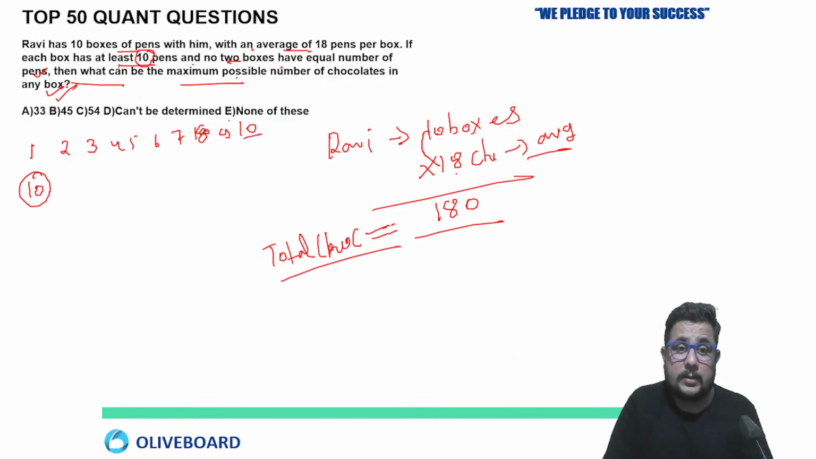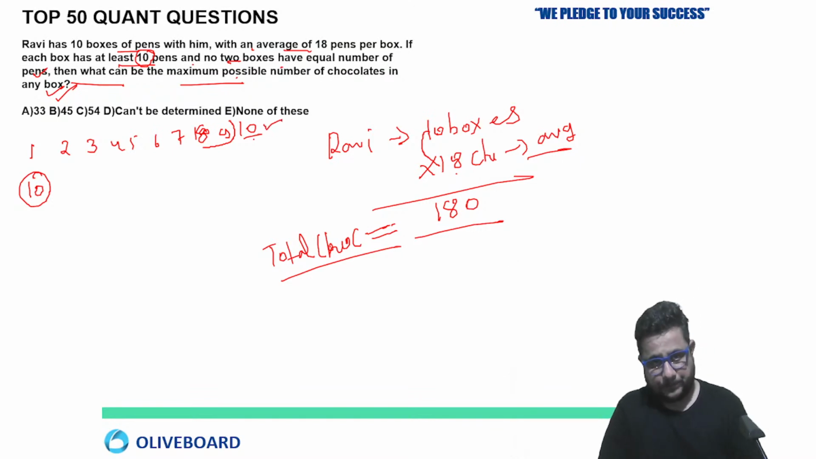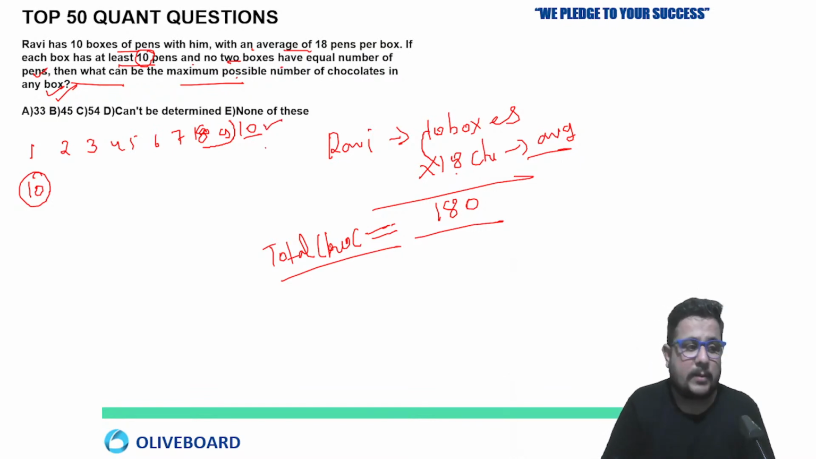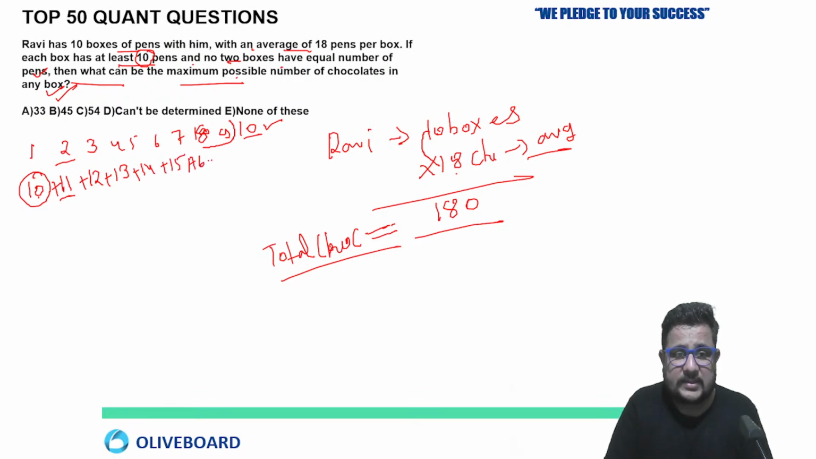If we keep the other 9 boxes with the minimum number of chocolates, that will be the chance where we can have the maximum chocolates in one box. Okay, so 10. Then in the second box we can't keep the same, so 10 plus 1, 11. Then 11 plus 1, 12, then 13, 14, 15, 16, 17, and 17 plus 1, 18. So these are the 9 boxes.